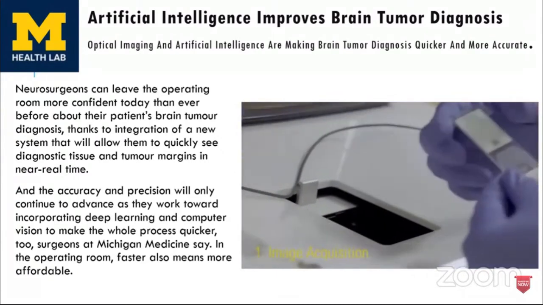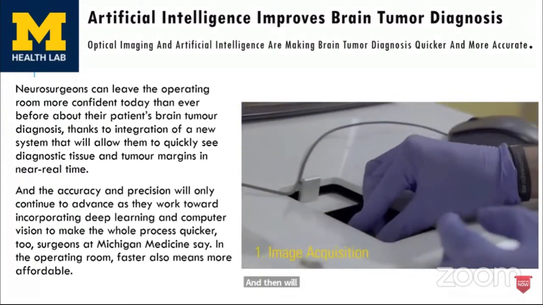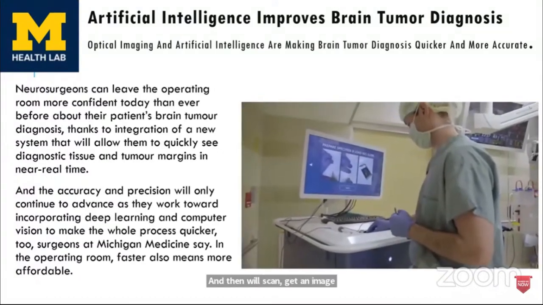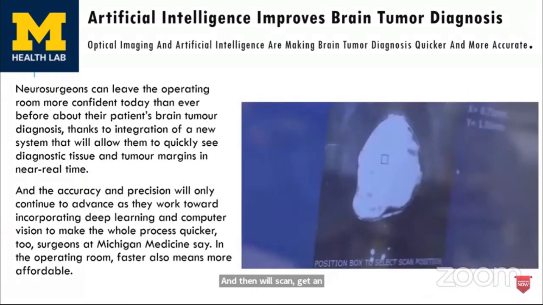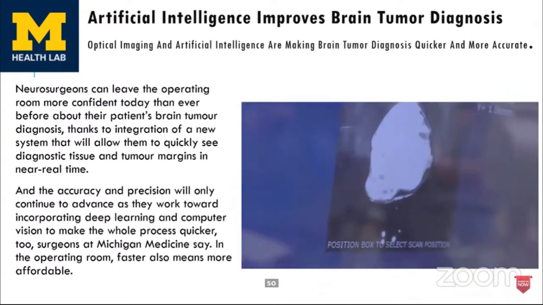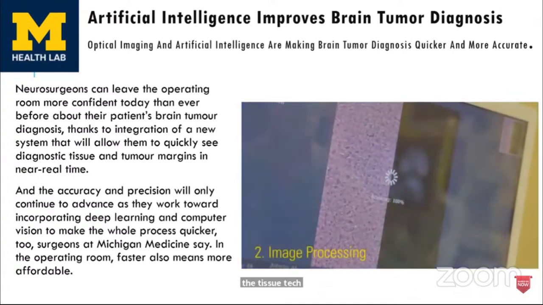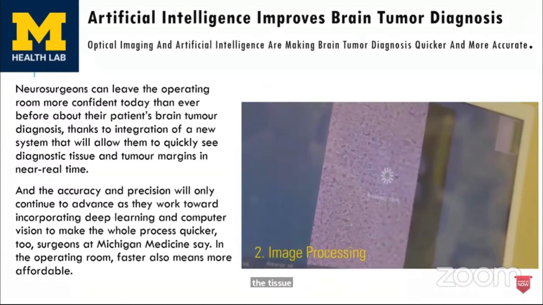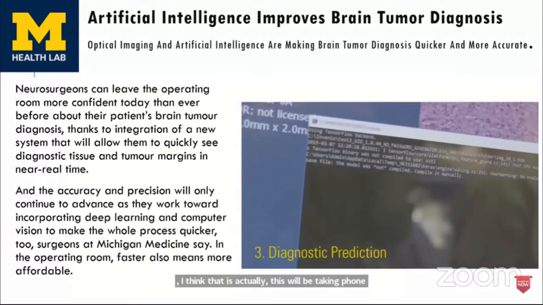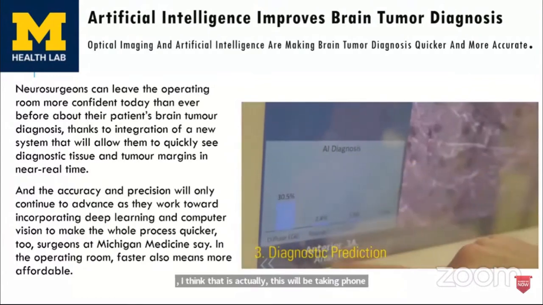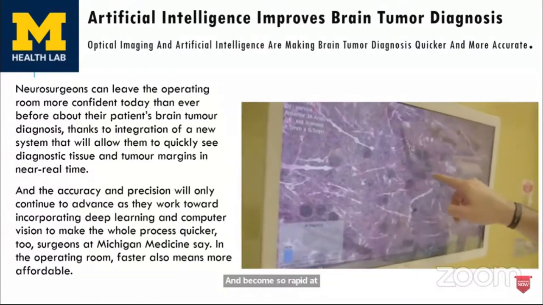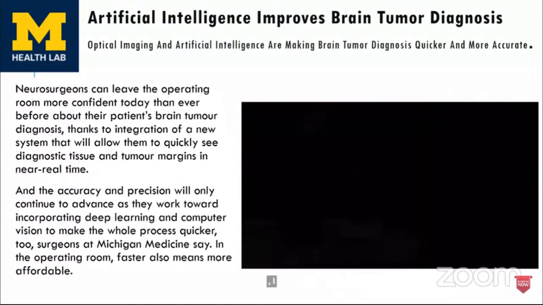And then we'll scan, get an image, take a series of images, and then we do diagnosis, the fastest available, so that the tissue type is available to surgeons in the operation. So I think this is a change. It will be changing the whole management, and it becomes so rapid that otherwise the patient has to redo or reoperate. So this is life changing.